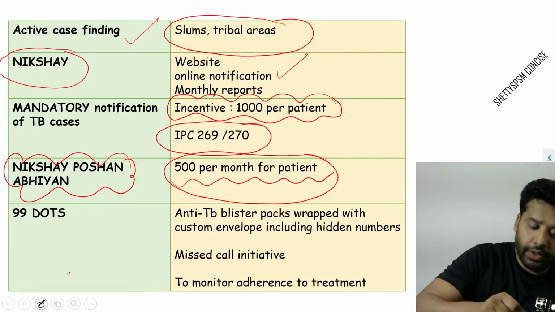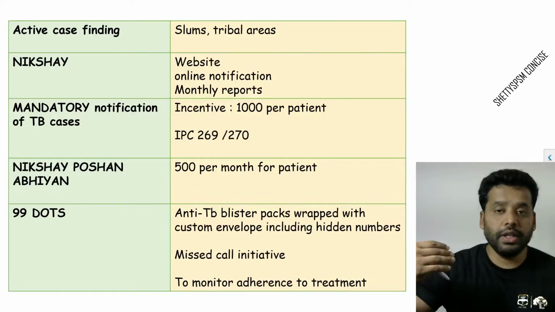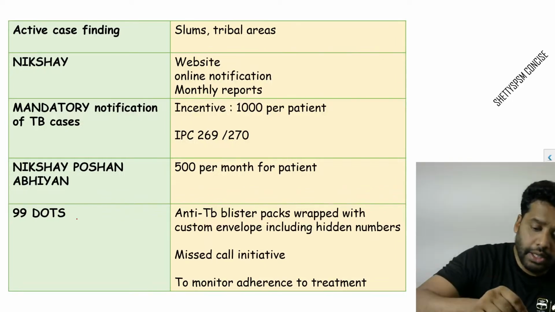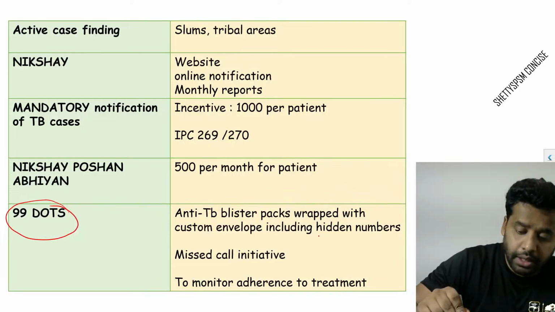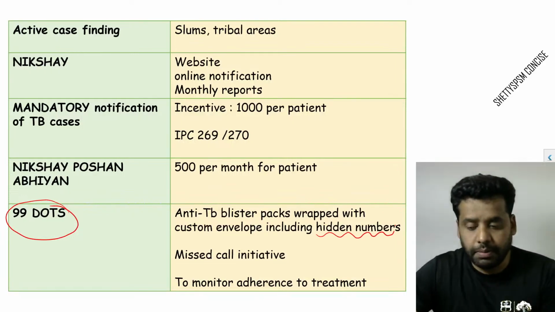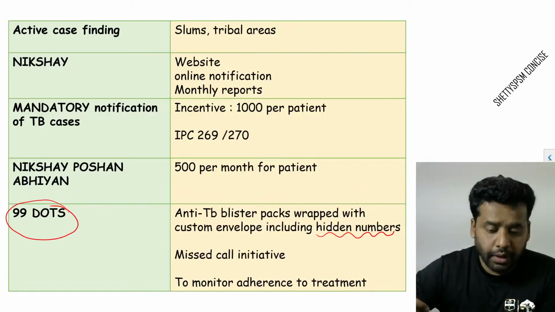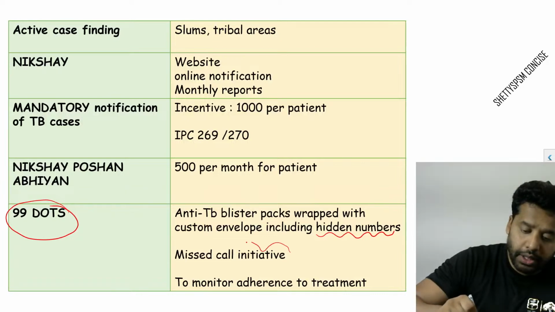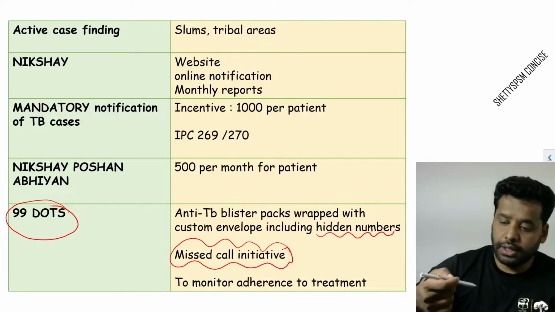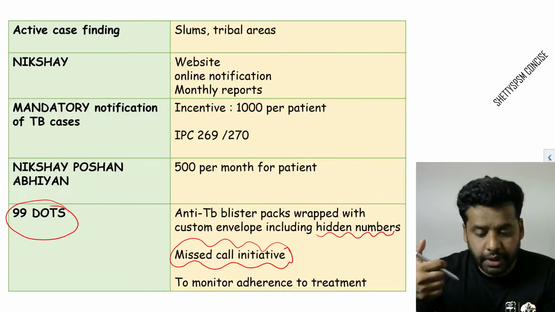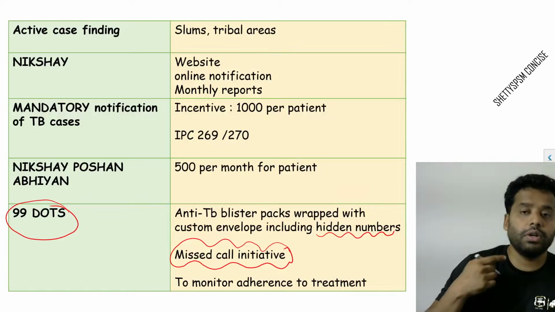So what is the advantage of NIKSHAY Poshan Yojana? For nutritional purpose, to promote nutrition of the patient. 99 DOTS, what do they do? They'll be keeping hidden numbers beneath the blister packs. You're giving treatment packs, you're keeping hidden numbers beneath that. Once you open the tablet, there is one strip with a number. These are random numbers you're keeping. So the patient is giving a missed call to that number.